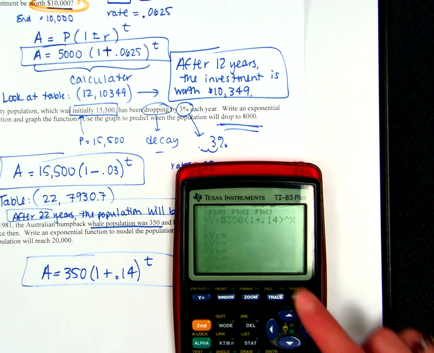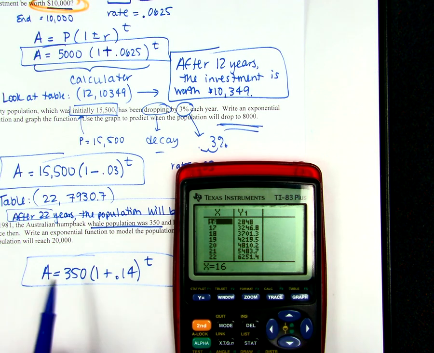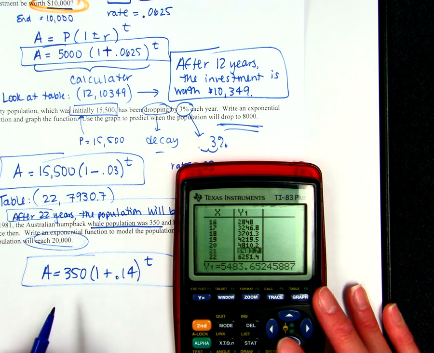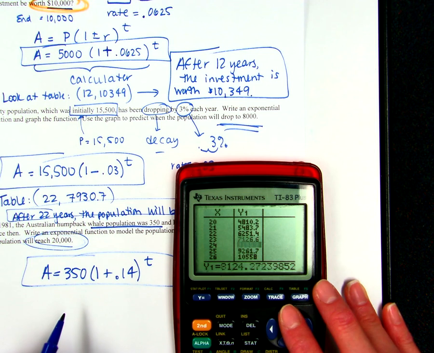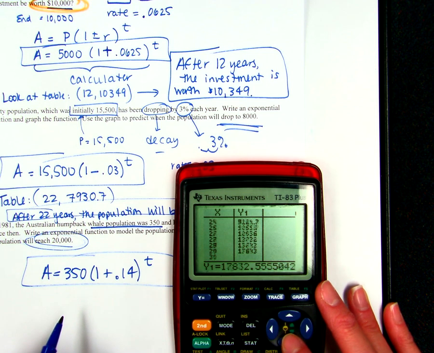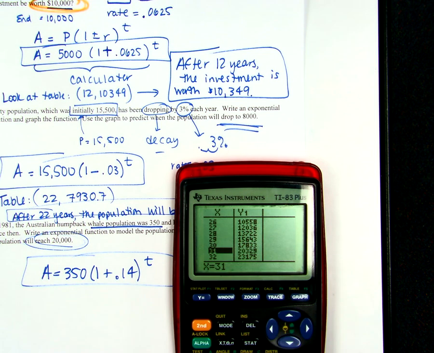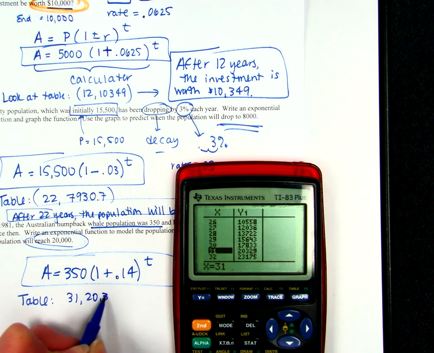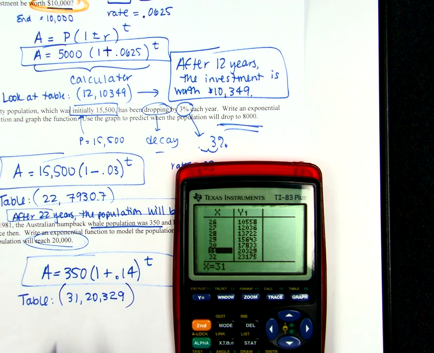You're going to look at your table. You want to know when will the graph predict when the population will reach 20,000. So we need to scroll until this y value is at least 20,000. So here's 10,000. It looks like at 31. So if you look at your table, we have 31, 20,329.